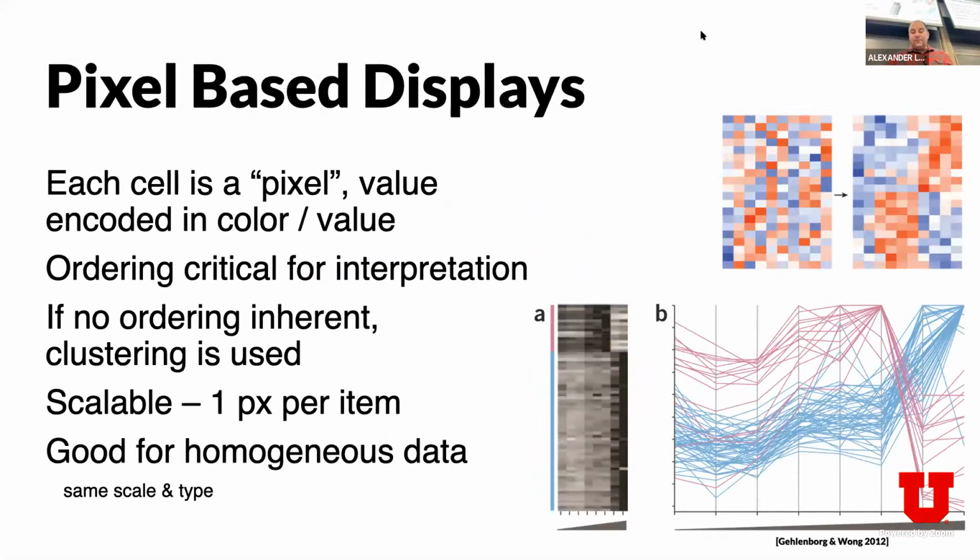So pixel-based displays are probably the most scalable of all the techniques that we've talked about. Each cell here is a pixel value decoded in a color or value. The thing is, ordering is critical, right? So compare those two here. This looks like noise, right? But this here looks pretty good. So we see some clusters appear.